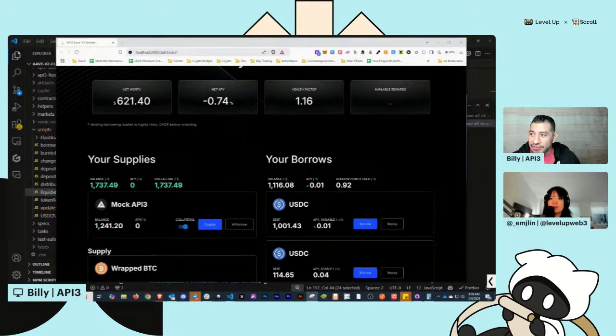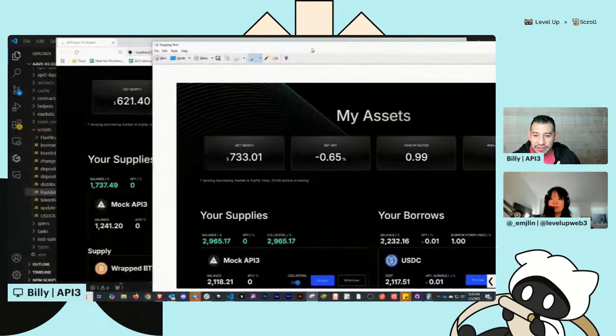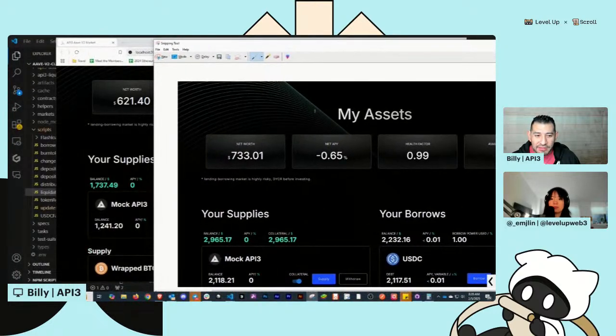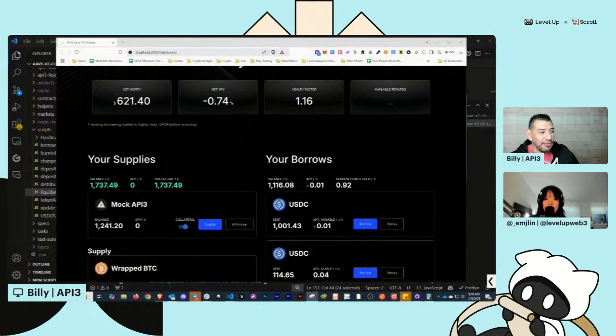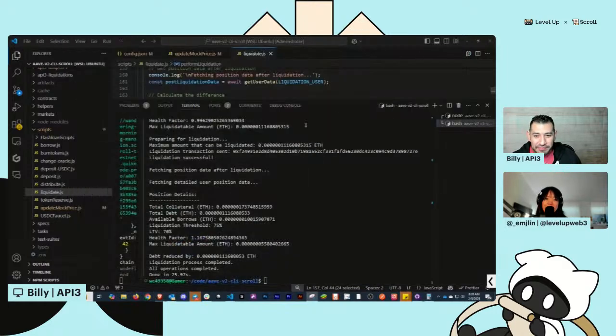If we go back to the old reference point, you see that I have way less money and way less debt on here. And yes, I wake up in the morning and I say, what the hell happened? Liquidator's like, haha, I made money. So let's look at that transaction detail.